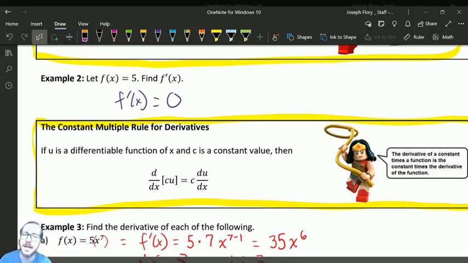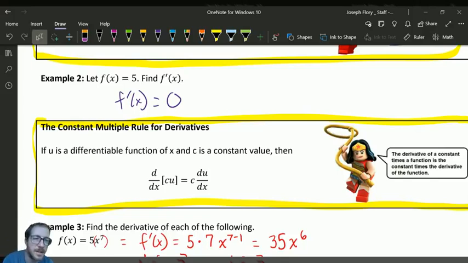This kind of starts a trend in calculus that we'll see of replacing pieces of functions with u's and v's for whatever reason. But just know that u is a function itself. In this case, it says it's a differentiable function. And we just got some constant in front.